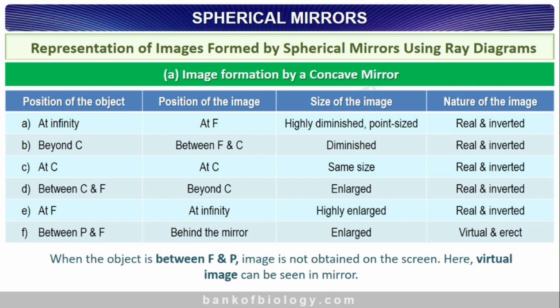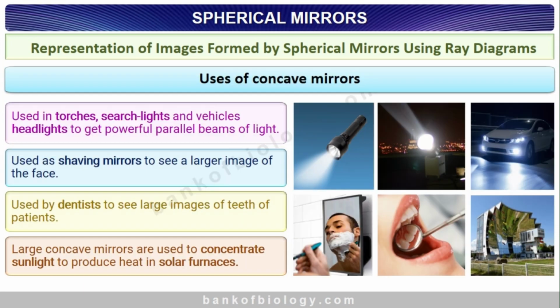When the object is between C and F, the image is beyond C, enlarged, real and inverted. At F, the image is at infinity, highly enlarged, real and inverted. Between P and F, the image is behind the mirror, enlarged, virtual and erect. When the object is between F and P, the image does not appear on the screen. Here, the virtual image can be seen in the mirror.